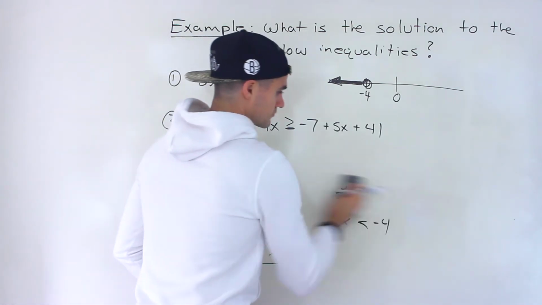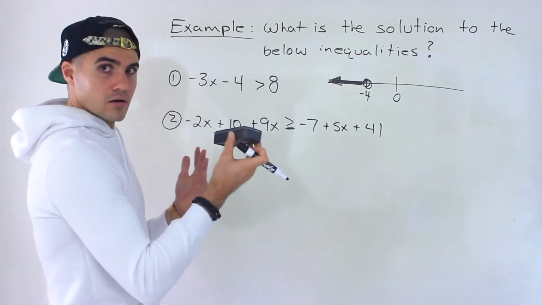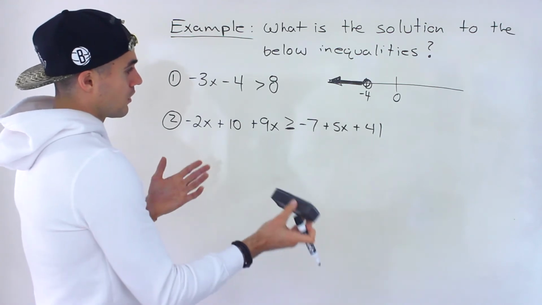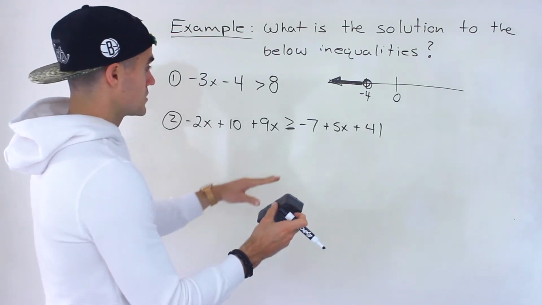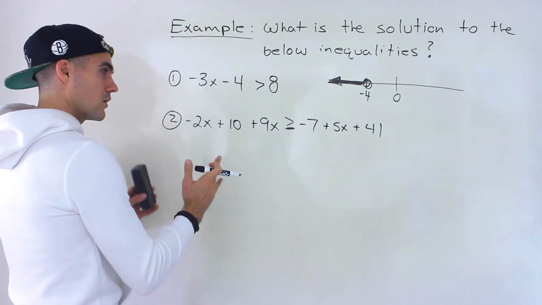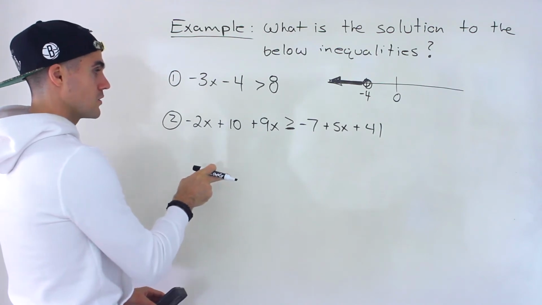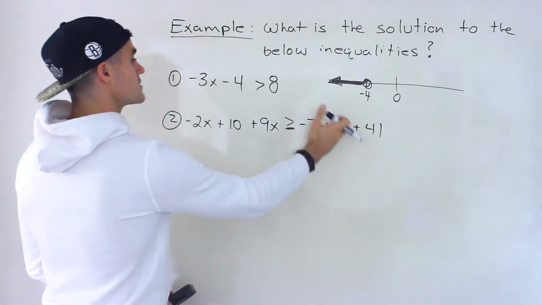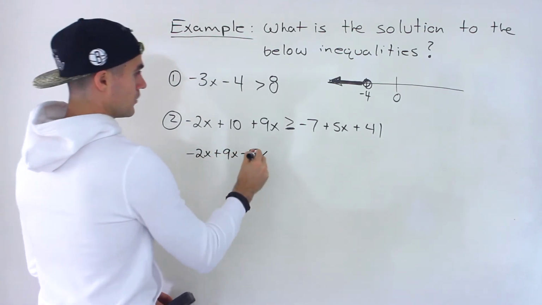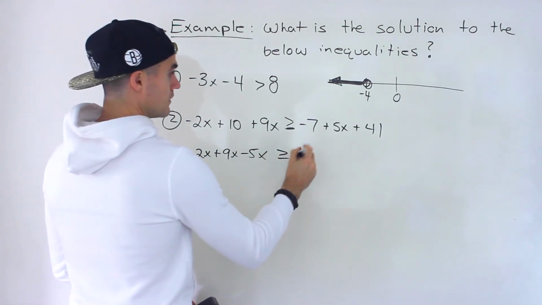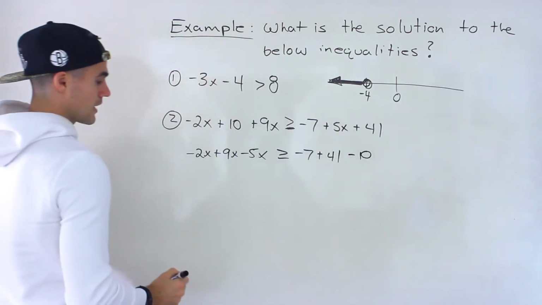Now with number 2, same sort of thing. There's just a lot more going on. What you want to do, you basically want to isolate for the variable. So you bring all of the terms that include the variable to one side, all of the other terms to the other side. And again, I like to try to do it where that coefficient in front of the variable is going to be positive. So notice we have negative 2, 9, and 5. So if we bring the 5x over, notice we'd end up with a positive on the left side. And then negative 7 plus 41, and then the 10 would come over, it'd be a minus 10 like that.